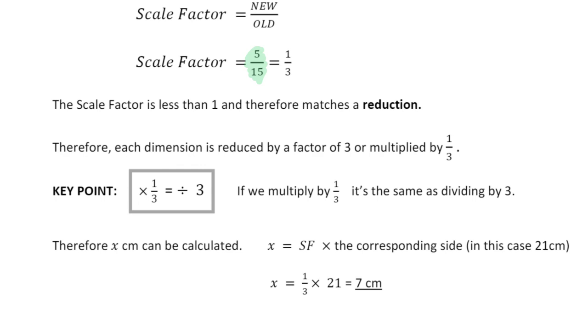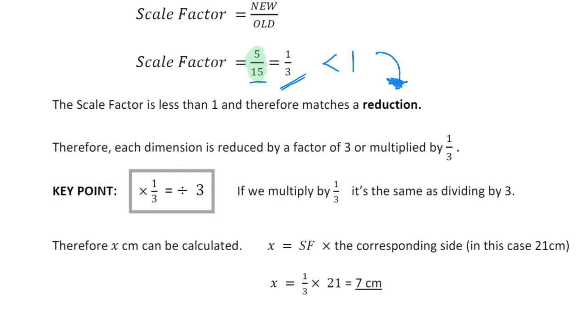Now, it's absolutely okay to leave 5 over 15 as the scale factor, but at National 5, it's always good practice to simplify the fraction, and particularly with scale factor, it makes it a lot easier to deal with. So obviously, they both divide by 5, so that gives us a scale factor of a third. And I've mentioned before, if the scale factor is less than 1, then it's going to lead to a reduction. We know from the example already that it's definitely a reduction. We know that the shape's getting smaller.